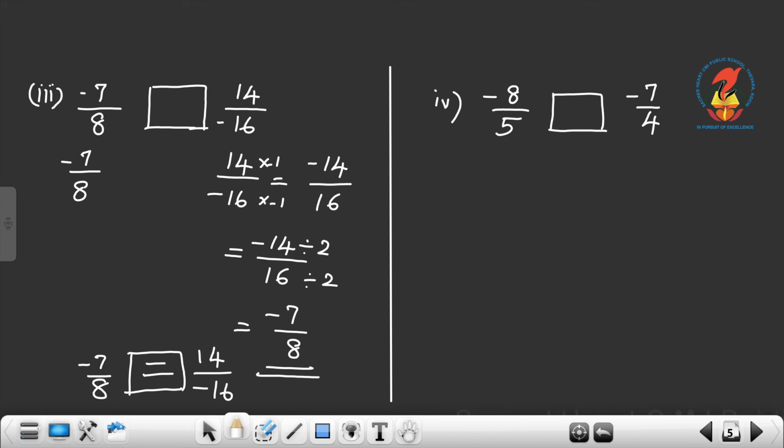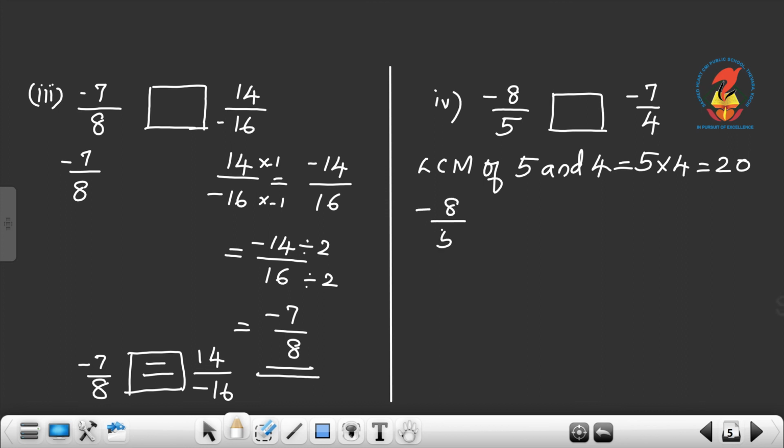Now, next one. Negative 8 by 5 and negative 7 by 4. So they are already in the reduced form, so we cannot do anything. So how can you compare these two rational numbers? We have to find out the LCM. So LCM of 5 and 4. What is the LCM of 5 and 4? 5 into 4 equal to 20. Therefore, negative 8 by 5 we can write in terms of 20. We have 5 into 4, so you have to multiply the numerator also with 4, negative 32 by 20.